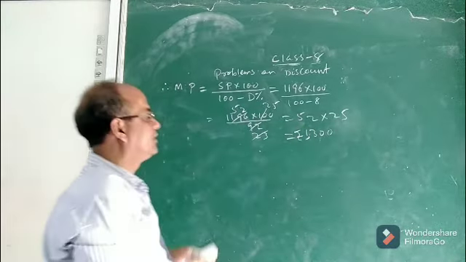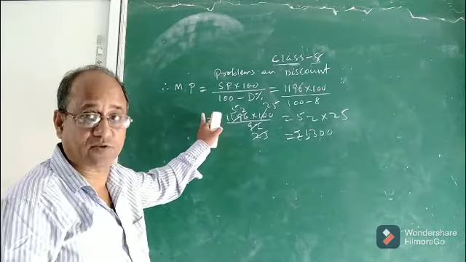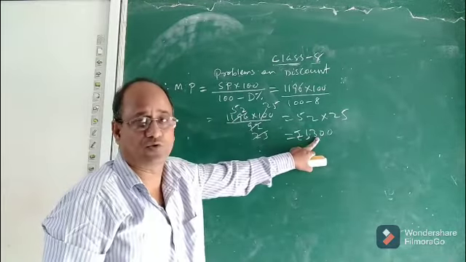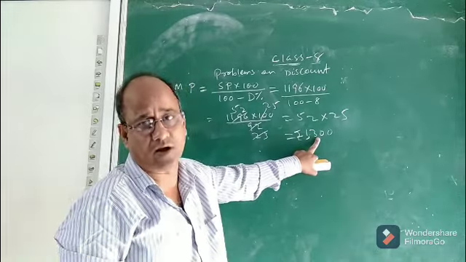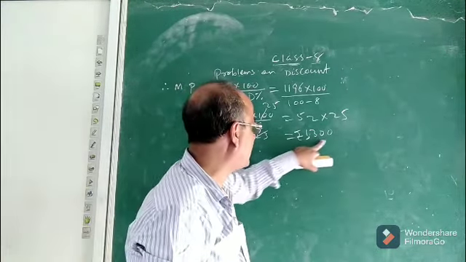This will be the mark price of the suit, which Priti was selling at a discount of 8%. So this will be the required mark price.